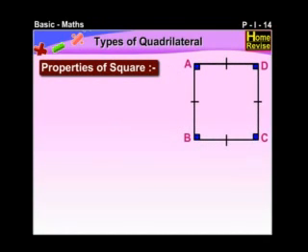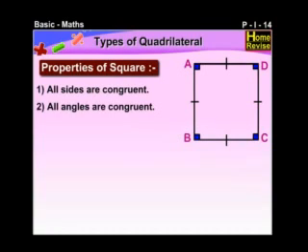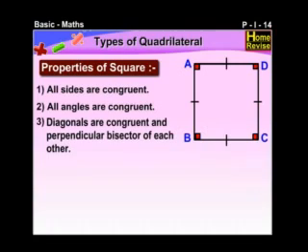Now, properties of square. First property, in a square, all sides are congruent. That means side AB, side BC, side CD and side AD, all four sides are congruent. Second property, all angles are congruent in a square. That means angles A, B, C and D, all angles are congruent. Third property, diagonals are congruent and perpendicular bisectors of each other. That means diagonal AC and diagonal BD, both diagonals are congruent and they are perpendicular bisectors of each other.